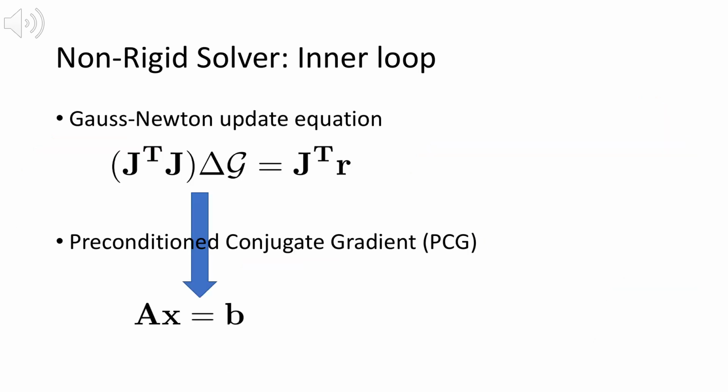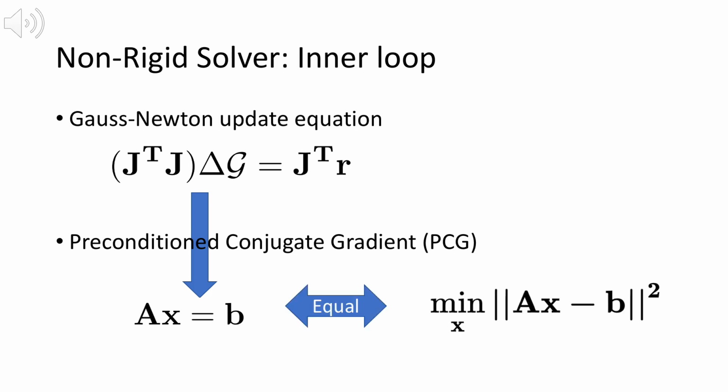Our non-rigid solver has a nested loop structure, with Gauss-Newton to minimize the tracking objective in the outer loop, and Preconditioned Conjugate Gradient (PCG) to solve the Gauss-Newton update equation in the inner loop. For the positive definiteness of the system, solving the equation is equal to finding the x that minimizes this quadratic form.